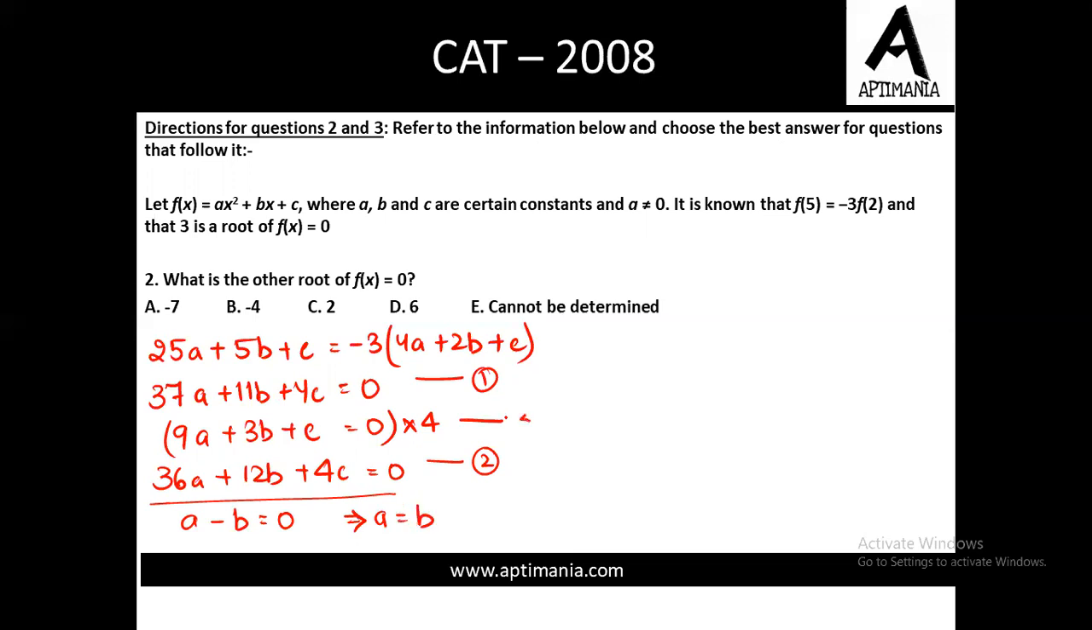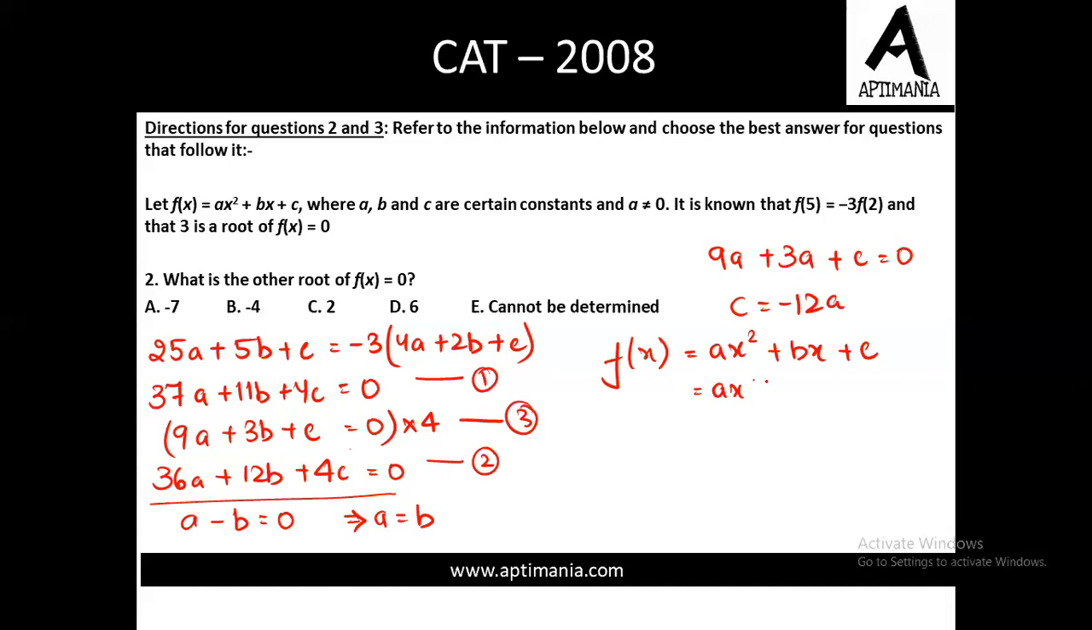Also, in this third equation, if we are putting a equals to b, we'll have 9a plus 3b, instead of that I am writing 3a plus c equal to 0, which will give us c equals to minus 12a. Right. Now since fx equals ax square plus bx plus c, what I am doing is I am putting ax square, instead of b I am putting a, so this will be ax, and instead of c I am putting minus 12a. To find the roots of this equation, we need to equate it to 0.